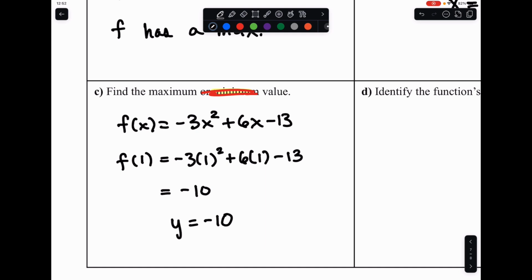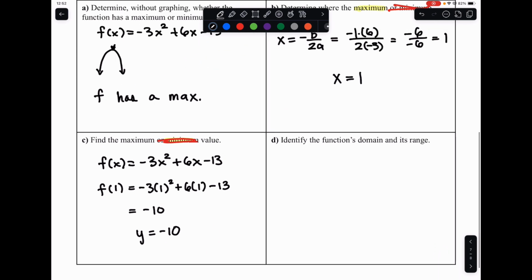Now, how is that identifying the domain and range? Well, the domain doesn't change because it's a quadratic equation. The domain is not interesting. It's going to be all real numbers. The interesting part here is the range. Because we have a maximum value, all of my y values are going to be lower than this maximum value of -10. So the range of this quadratic equation will be all of the y values that are less than or equal to -10. That's going to be your range.